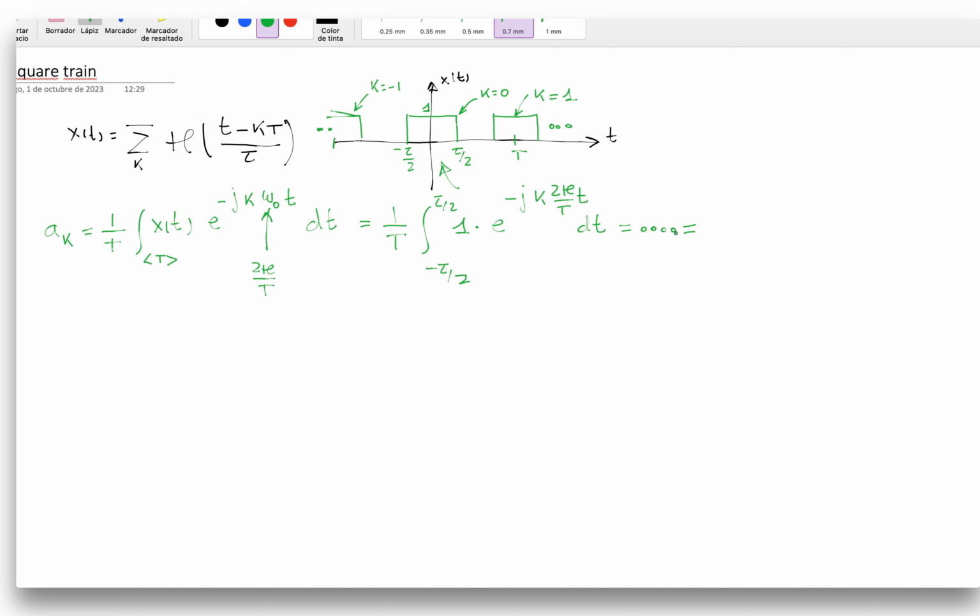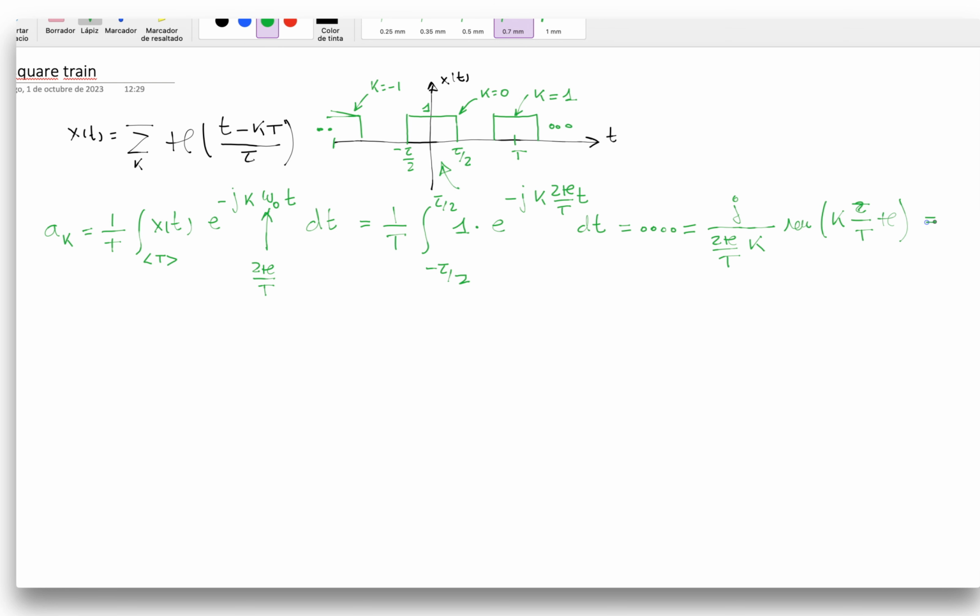And the result of that is the following. It's 1 divided by 2 pi divided by capital T, the period, times k, which is the index, and then the sine of k times tau divided by capital T times pi.